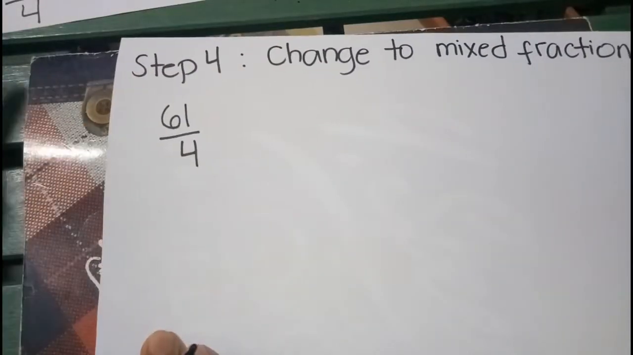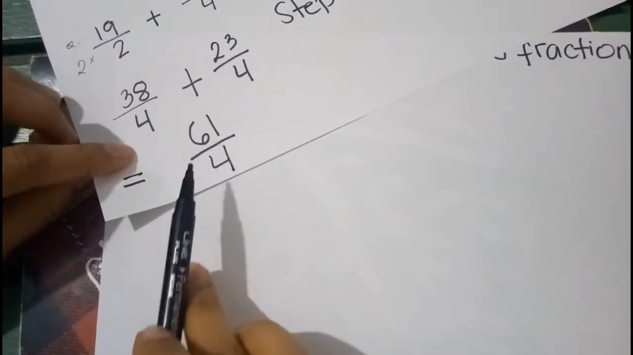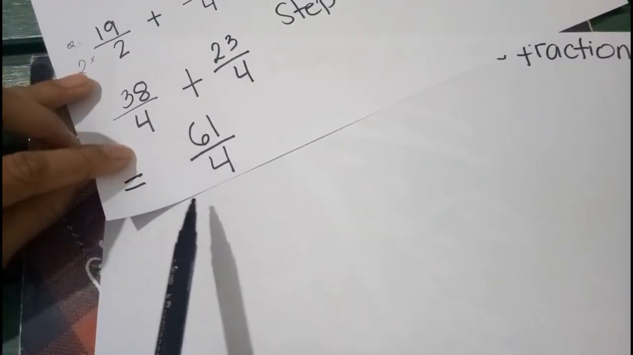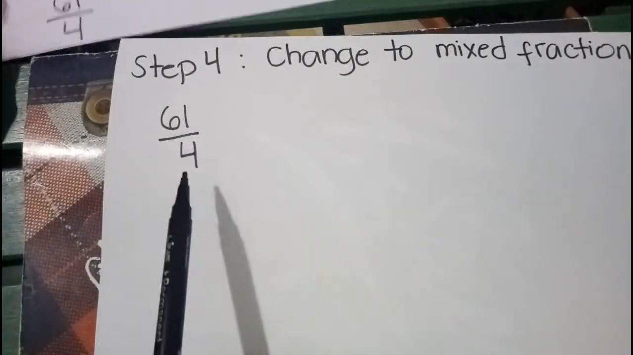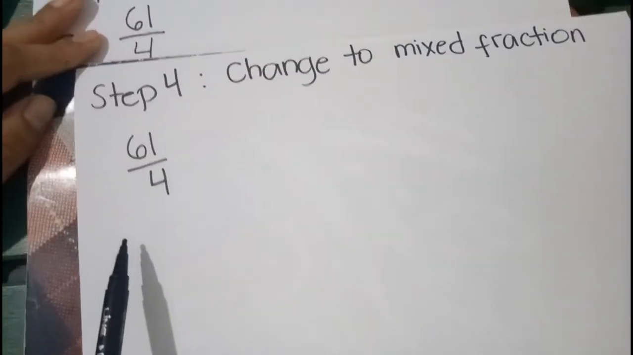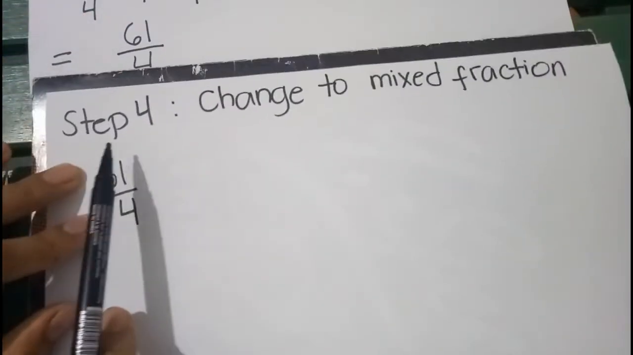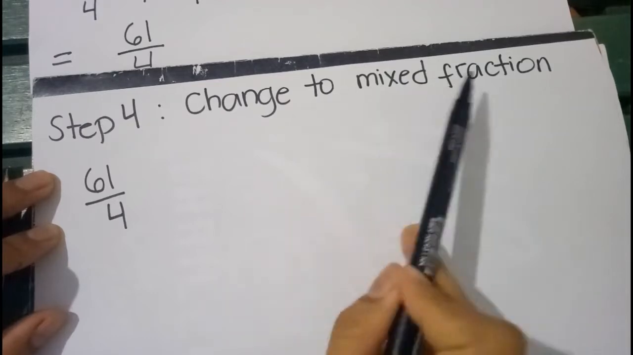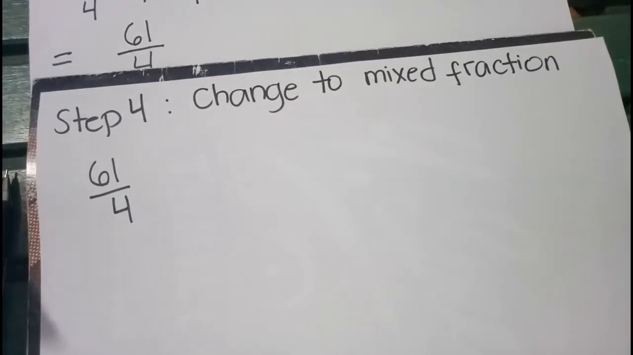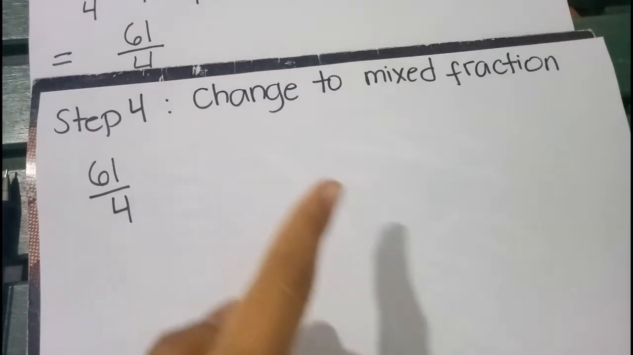Okay, so the answer we got earlier was 61 over 4. So we just copied it here, 61 over 4. Now step 4 is we have to change it to a mixed fraction. We have practiced it before as well.